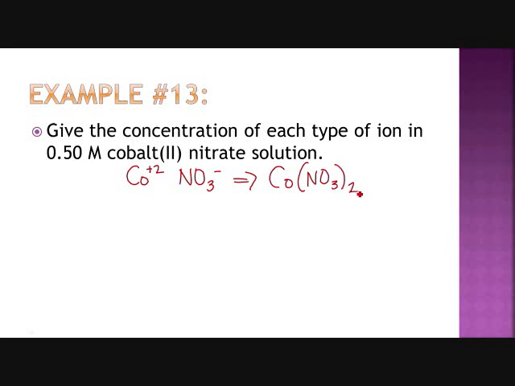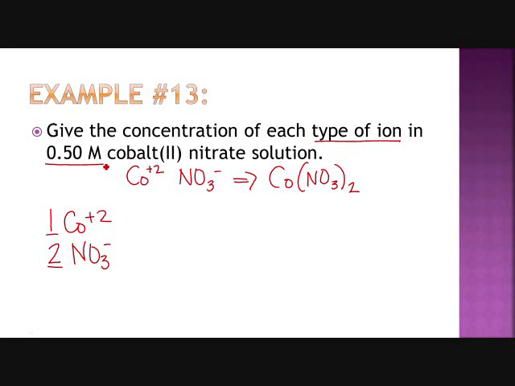Okay, so from this formula, correctly written, how many cobalt ions do we have? Just one, right? There's no subscript, so we know that there's one Co plus 2. And then how many nitrates do we have? 2. You could break it down into N's and O's, but we want to know the concentration of each type of ion, and the only 2 ions involved are the cobalt and the nitrate. So what we're going to do with the 1 and the 2 is multiply the molarity that we're given by the number of ions present, and that will give us the molarity of the ions.